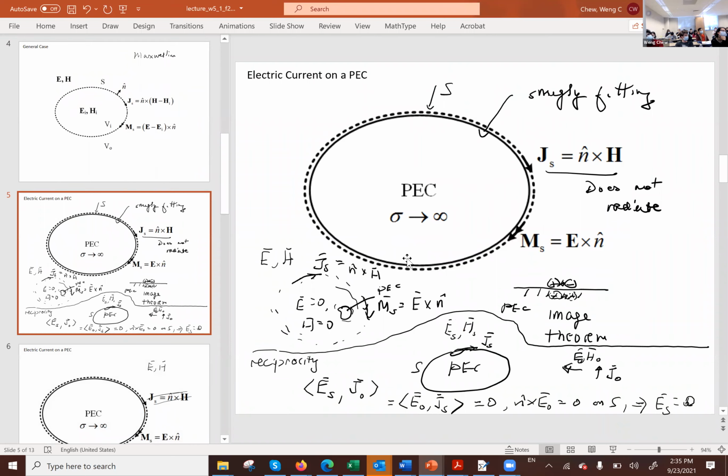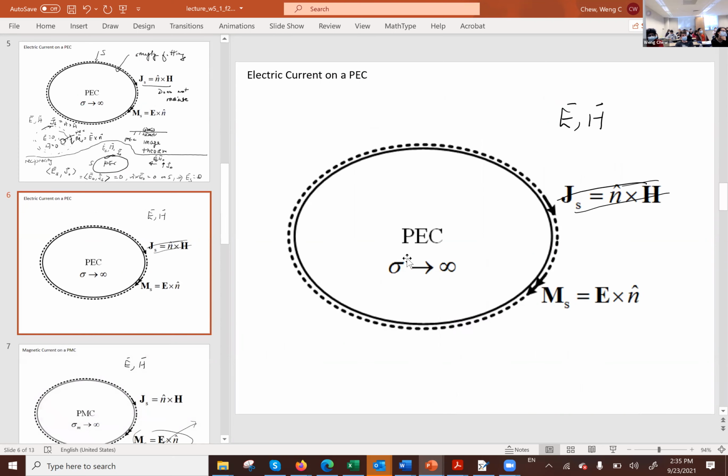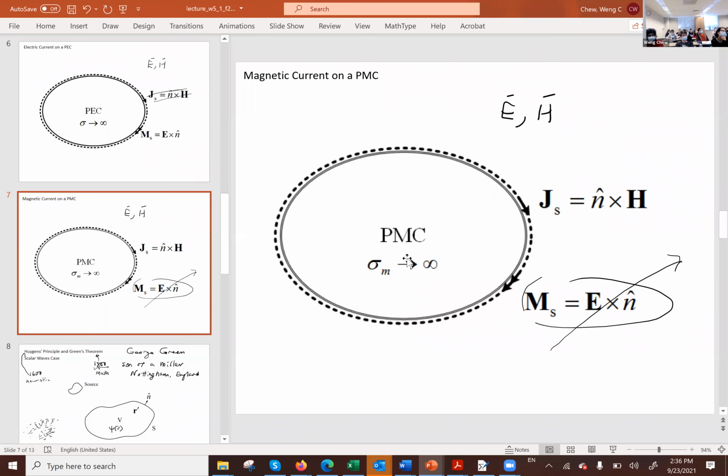And then you can have other things by putting in a PEC inside the inside region, since there's nothing there. There's no field there, you can fill it with a PEC and argue that an electric current cannot radiate on top of a perfect electric conductor. The electric current cannot radiate on top of a perfect conductor. So you can take out the electric current now and say that this is the same as this problem. So you have equivalent problems. These problems are all equivalent to each other. You can do the same for PMC.